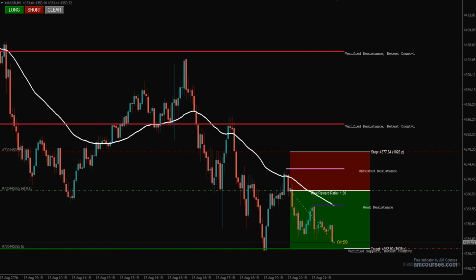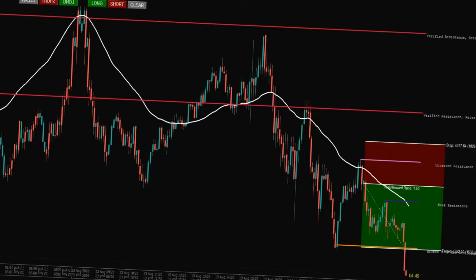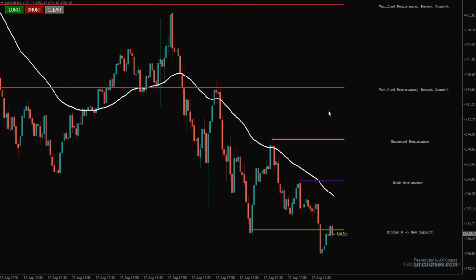Target hit at the verified support, and straight after, price broke through that support and dropped again. 3 trades, 3 targets. And I want to be honest about what you are watching. This was a very clean, trending day. Gold went one direction and barely argued about it. That is not every day. The 4th trade is where this session gets uncomfortable.